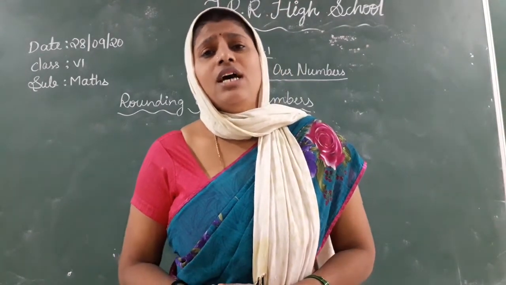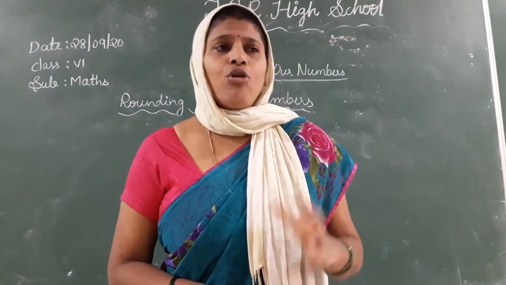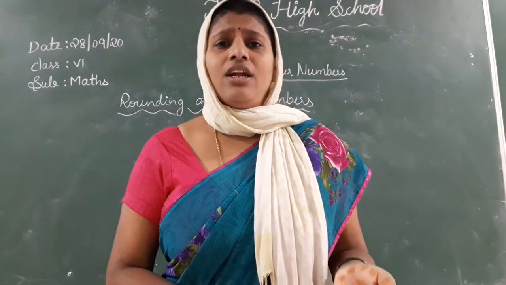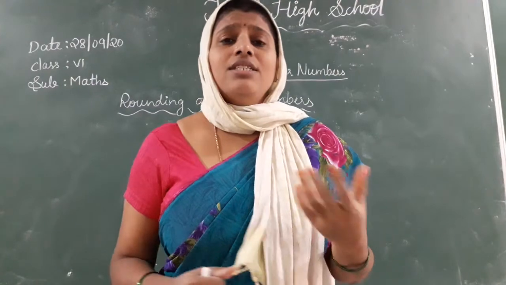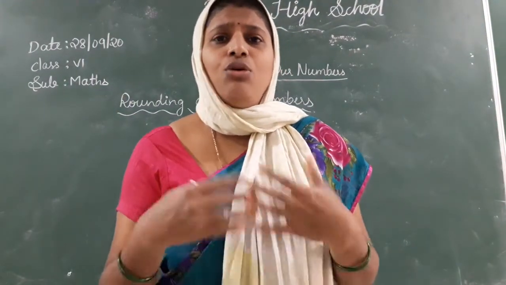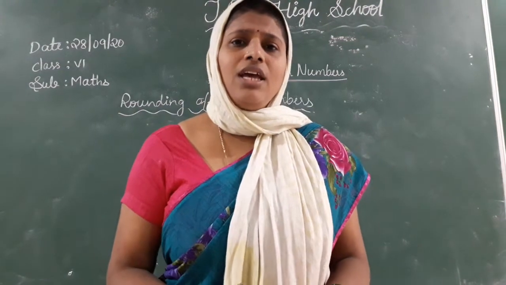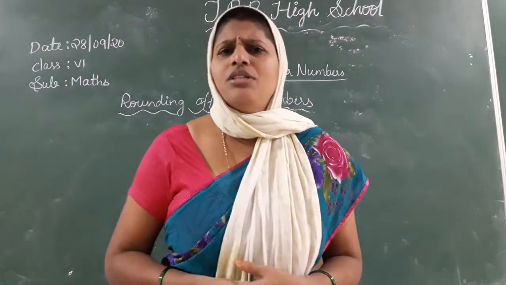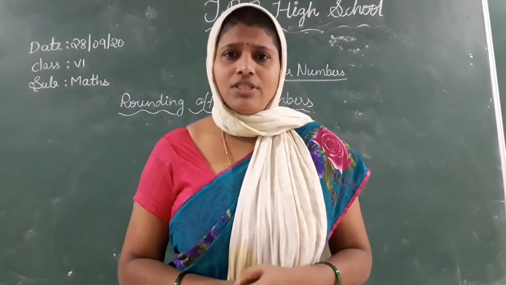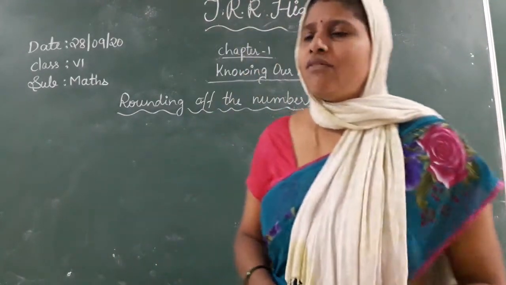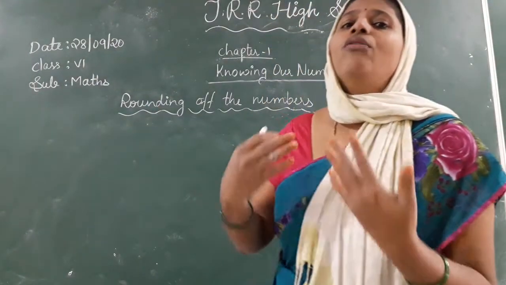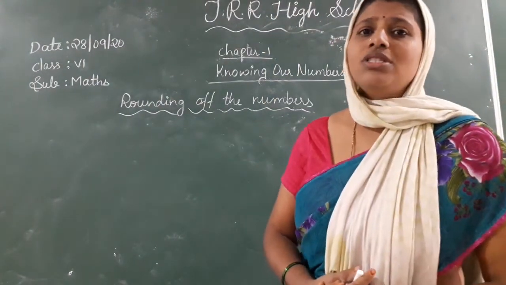So in that case, how will you say? Approximately 200, 250, 300, like that you will say. Suppose 237 people have attended, and as you don't know, generally you will say approximately 200 people may have attended. In the same way, here also we are going to learn how to round off those numbers.